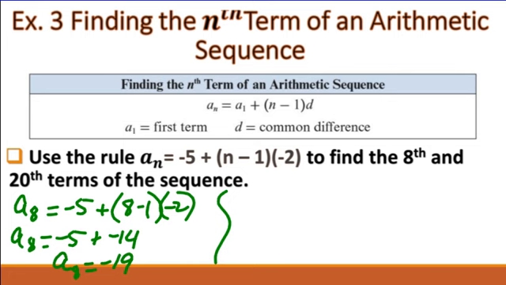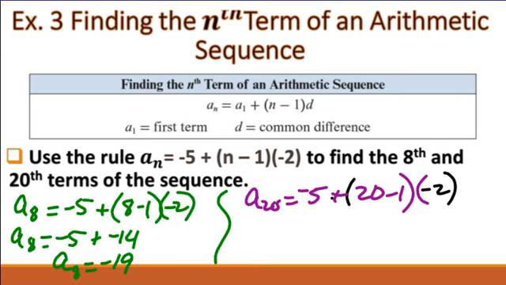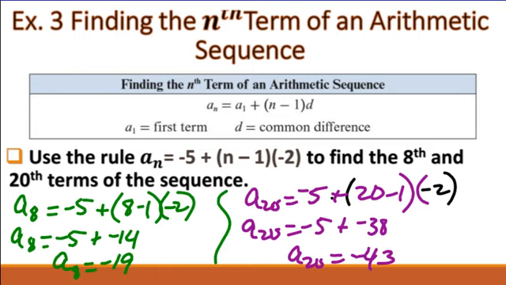And then the next one, find the 20th term. -5 plus 20 minus 1 times a -2. The 20th term would be -5 plus 19 times a -2. 19 times a -2 gives us a -38. So our 20th term would be a -43.